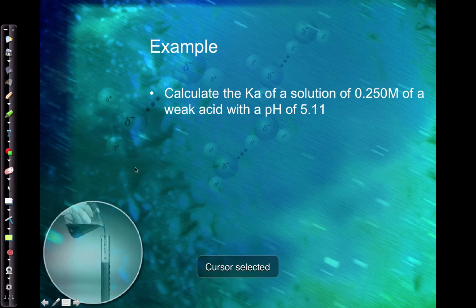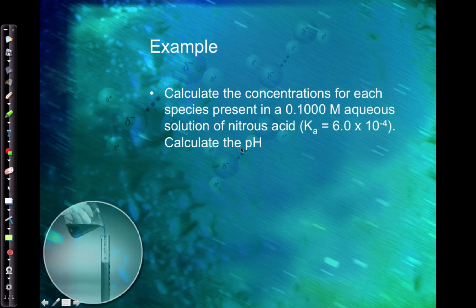All right, so let's look at another one. Let's calculate the concentrations for each species present in a 0.1 molar solution of nitrous acid. The Ka is given here. Calculate the pH. Well, if I want the pH, I need the log of the concentration of hydronium. So I need to know what that is. And I can't simply just plug in this number into the equation because I don't know if I have 0.1 in there. It's not a strong acid. It's not any of the strong acids that you should have memorized. So I need to do an ICE table.